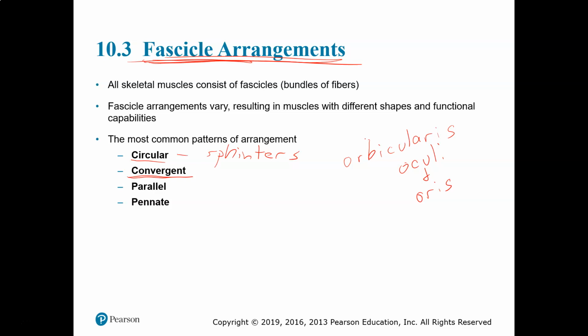You have muscles that have a parallel arrangement, and pinnate means 5. So an example of a pinnate muscle is the extensor digitorum, because you have 5 digits. So it extends the wrist, extends your fingers. Since you have 5 fingers, there's 5 parts of that muscle. So it's called a pinnate.